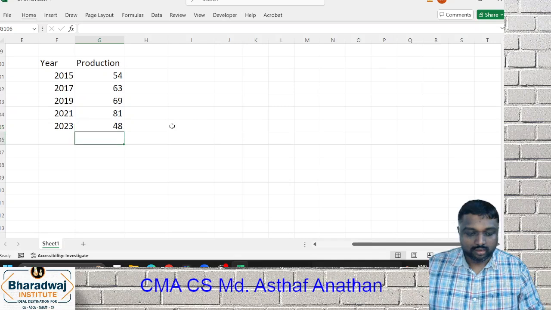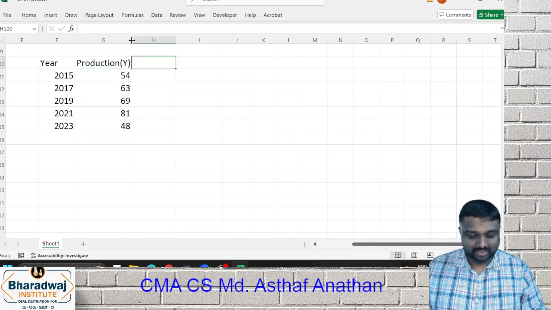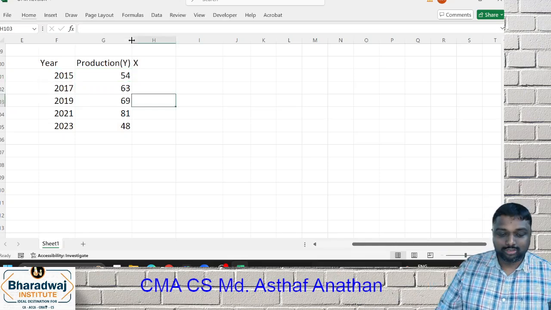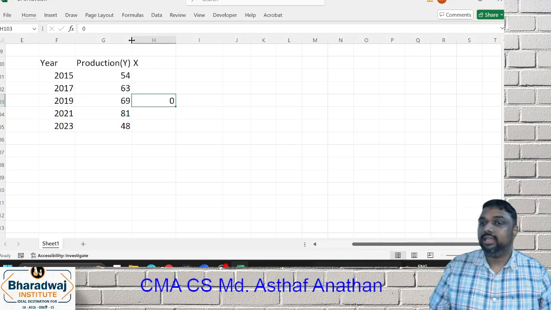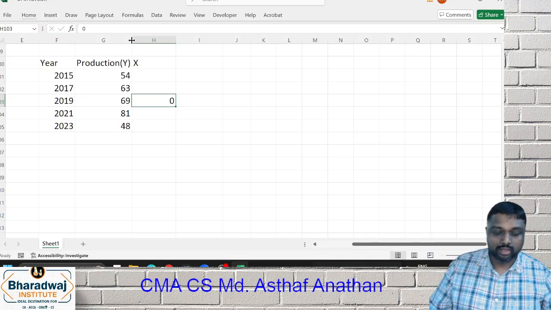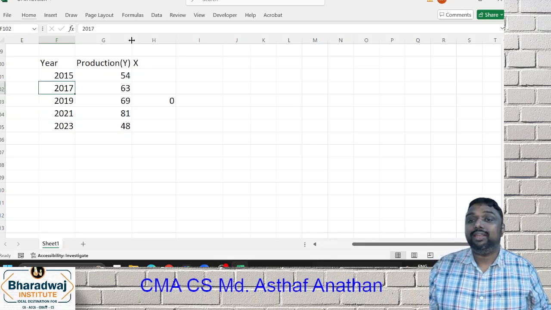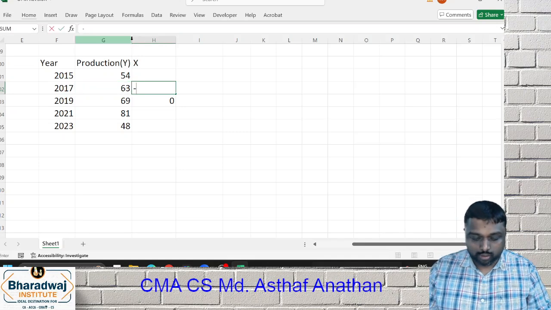We have to take this, which is called y. Now you have to find the x. See here, if you look, there is a mid year. 2019 is the mid year, so you can put 0 here. Now the problem is, 19 to 17, the gap is not 1 year, it is 2 years. So you have to put what?